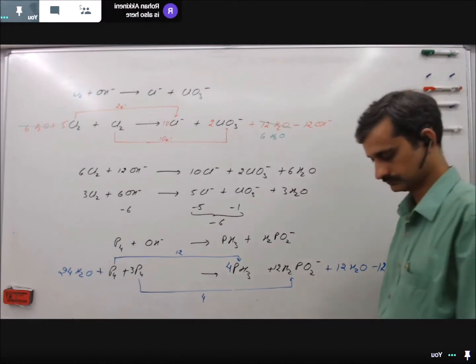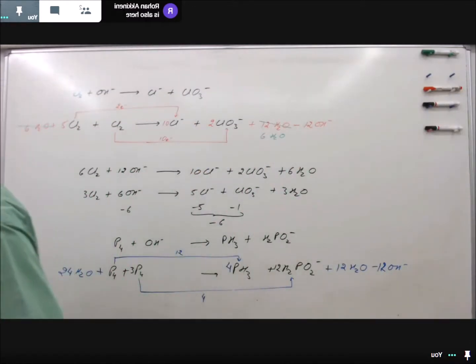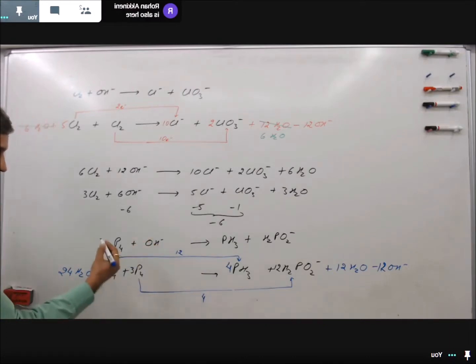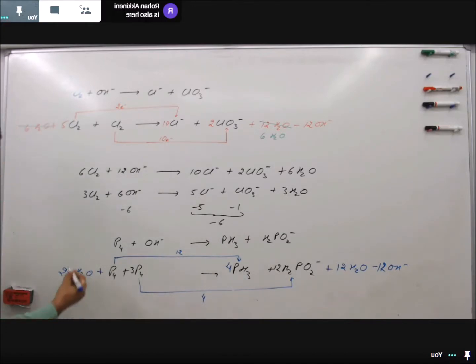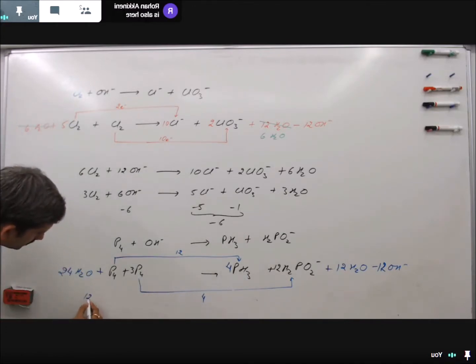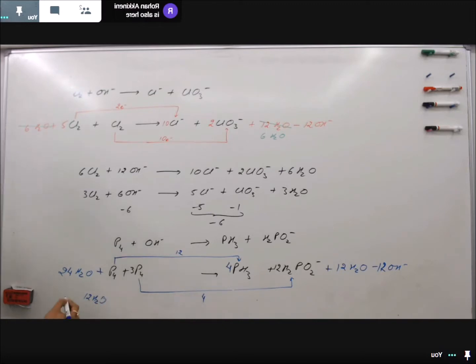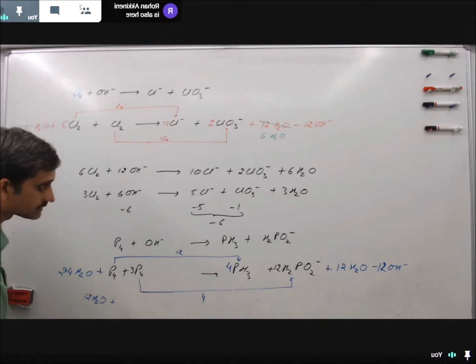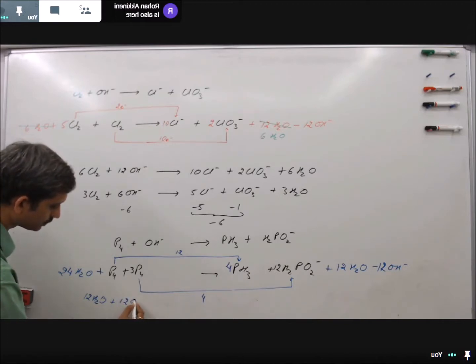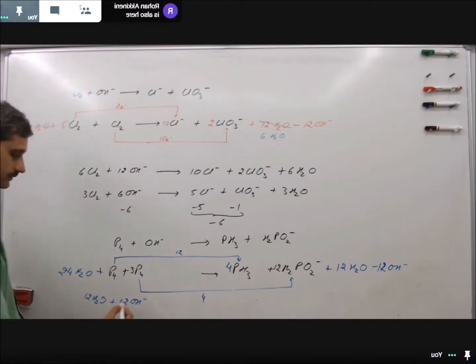Okay, sir. In the end, we get 3H2O plus P4 plus 3OH minus. Let's see what we get. Here 12 H2O, there 12 H2O. So we are going to get 12 H2O on the left hand side. So it's going to be 12 H2O plus 12 OH minus. Sir, can't see that all the way down.